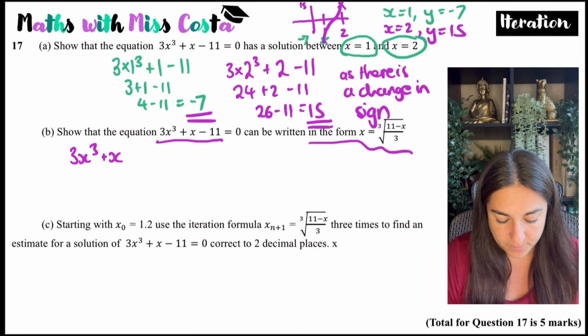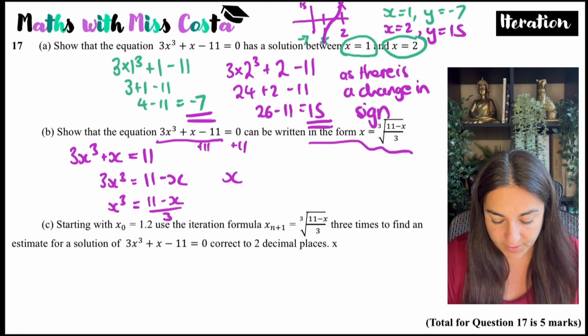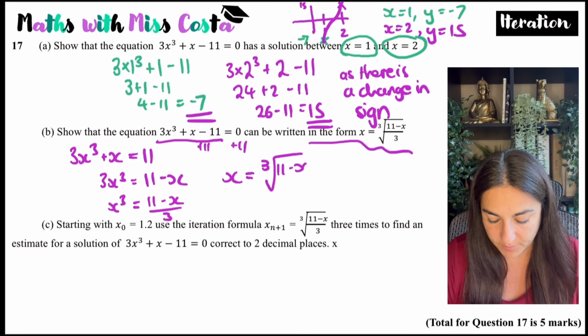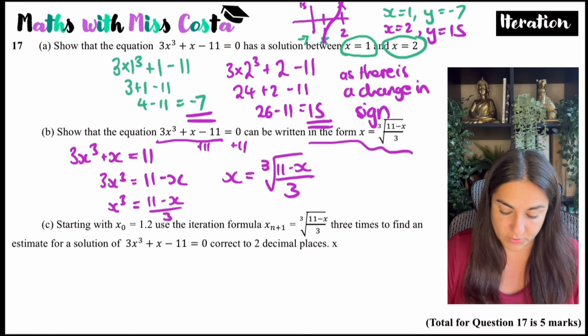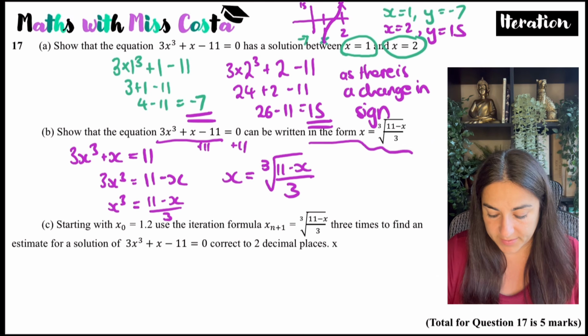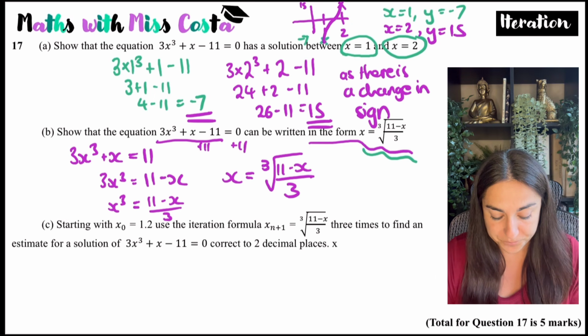The first step might be to add 11 to both sides, so that would be 11. The next step could be to subtract x, so we're left with 11 minus x. The next step would be to divide by 3, so 11 minus x over 3. And the final step would be to cube root it, so the cube root of 11 minus x over 3. So you're just showing the steps that you take in order to get over here. And you know this is your final rearrangement, so just use that and bear that in mind.